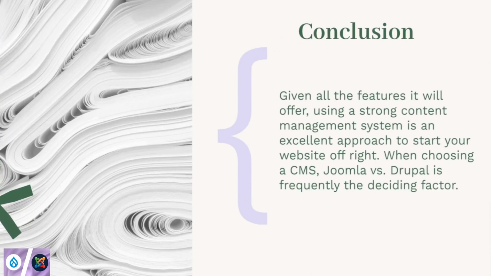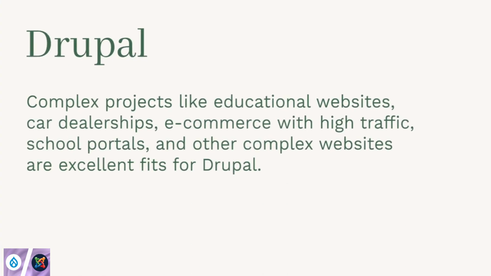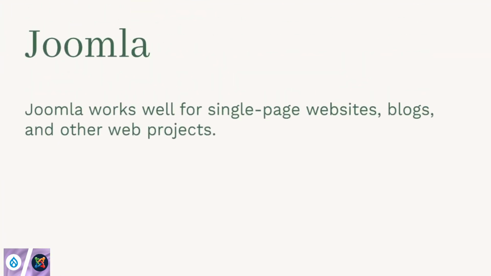Conclusion. Given all the features it will offer, using a strong content management system is an excellent approach to start your website off right. When choosing a CMS, Joomla versus Drupal is frequently the deciding factor. Drupal and Joomla provide strong competition and workable substitutes for WordPress, regardless of the CMS you select. Complex projects like educational websites, car dealerships, e-commerce with high traffic, school portals, and other complex websites are excellent fits for Drupal. Joomla works well for single-page websites, blogs, and other web projects.